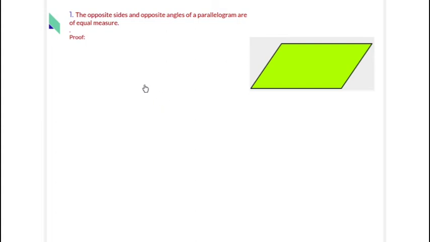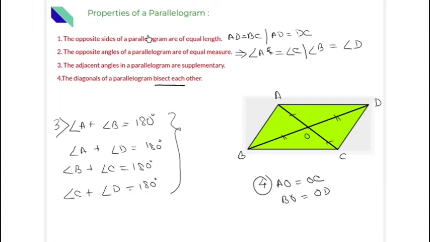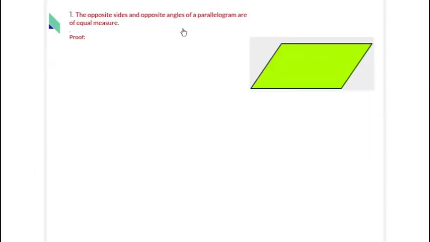In today's video, we will discuss the proofs of the properties of a parallelogram that we have discussed in our earlier class. Okay, there are 4 properties and today we will prove them. Now the first 2 properties are the opposite sides of a parallelogram are of equal length and the opposite angles of a parallelogram are of equal measure.